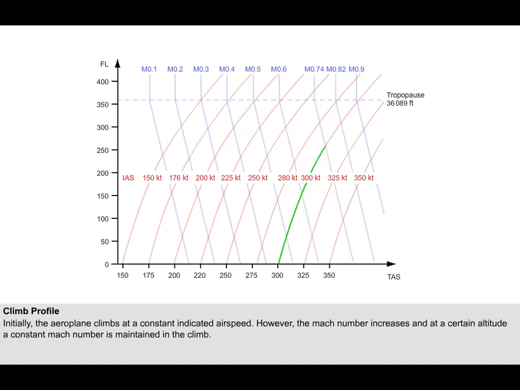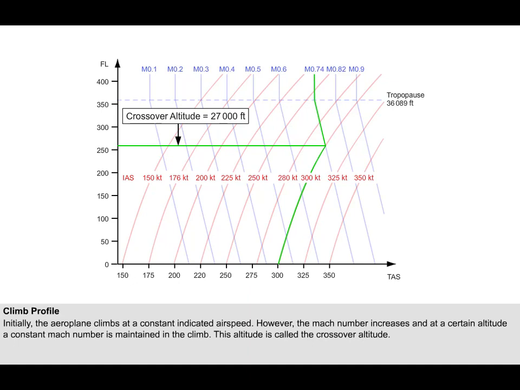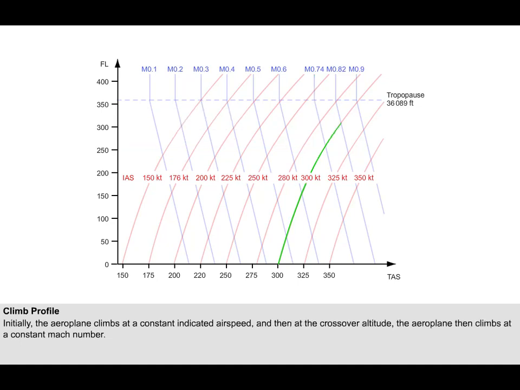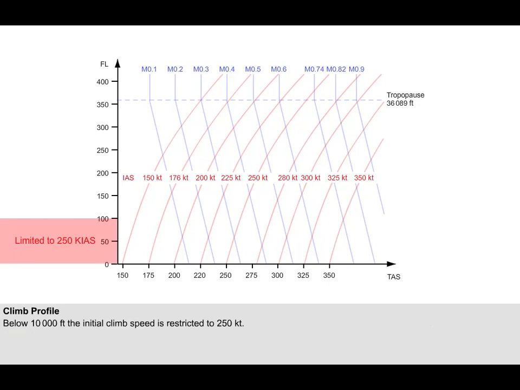Therefore, at some lower altitude, the aeroplane needs to change its climb profile to a constant Mach number climb. The altitude at which this change occurs is called the crossover or changeover altitude. In brief summary then, the climb profile involves the aeroplane initially climbing at a constant indicated airspeed, and then at the crossover altitude, the aeroplane then climbs at a constant Mach number. However, ICAO limits the maximum indicated airspeed to 250 knots below 10,000 feet. This slightly changes the climb profile.